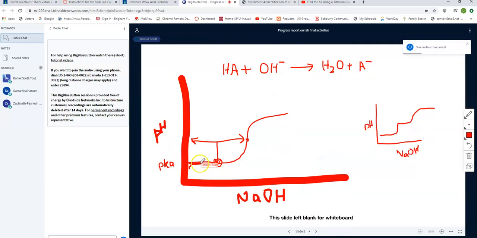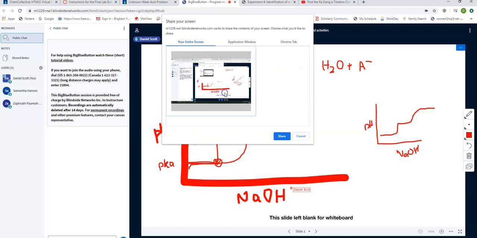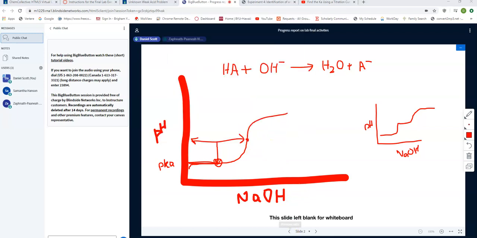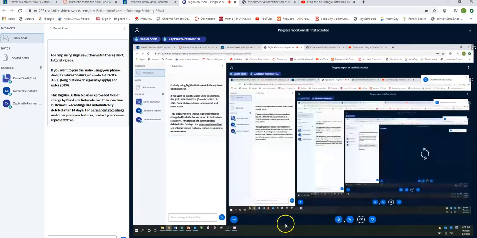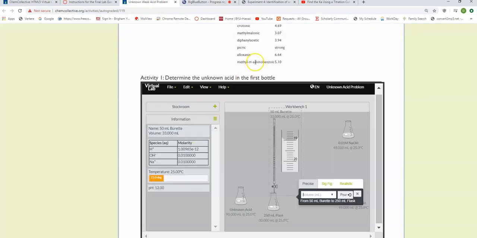Because when we get to the endpoint, that's going to be twice as far as the pKa. The pKa is the pH when half of your titration is complete, when half of your HA is dissociated. So if we have reached the point of half dissociation at 19 milliliters, then the endpoint would be at 38 milliliters. So if we get to 38 milliliters and we get the endpoint, then we know it was methylmalonic acid.